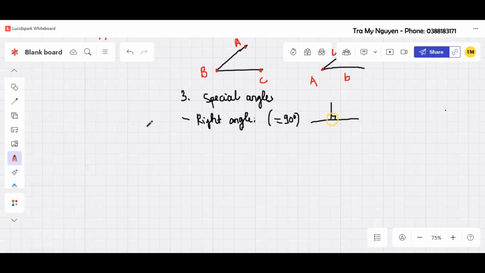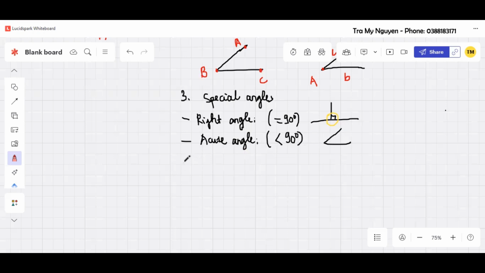We have another case of special angles: the acute angle. An acute angle is less than 90 degrees. You have to remember 90 degrees. And for the symbol, I will draw an image here. We already know above that an acute angle is less than 90 degrees.